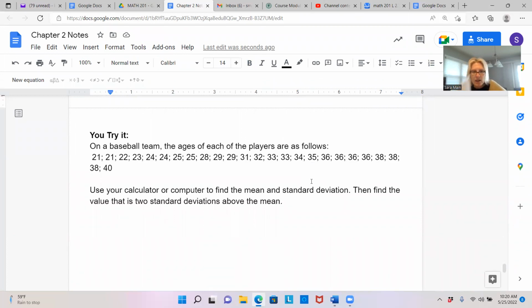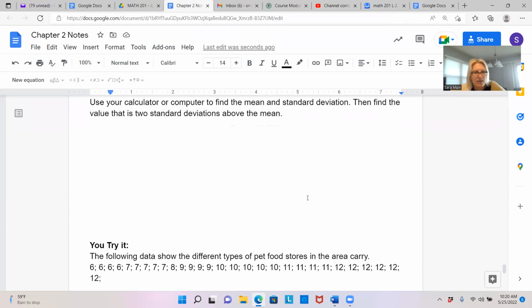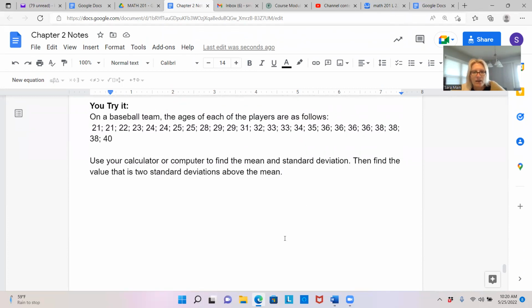Okay, let's look at our next piece of data. It says on a baseball team, the ages of the players are as follows. Use your calculator or computer to find the mean and standard deviation. We're going to use Desmos. Then find the value that is 2 standard deviations above the mean. Okay, let's go to Desmos.